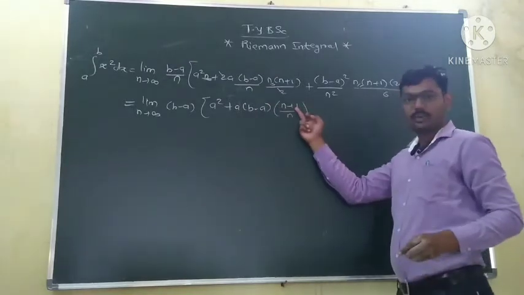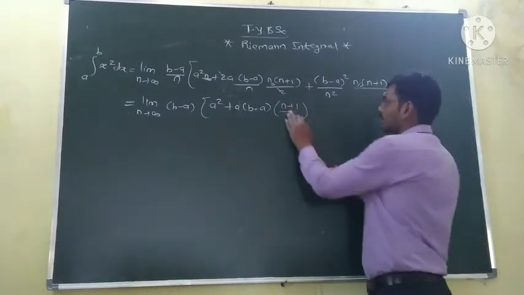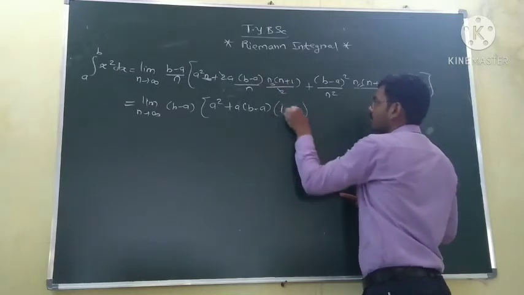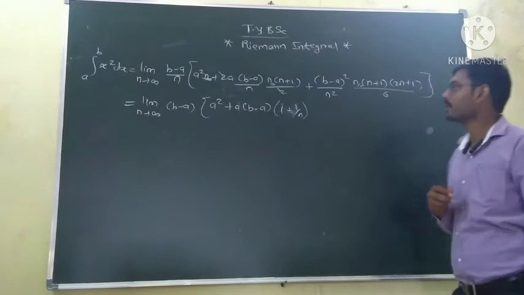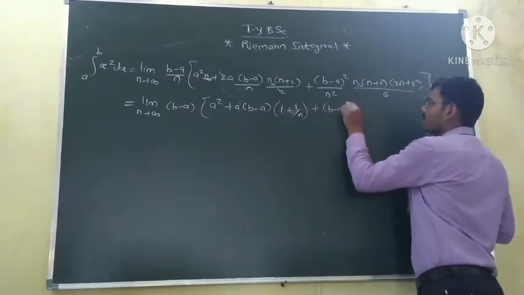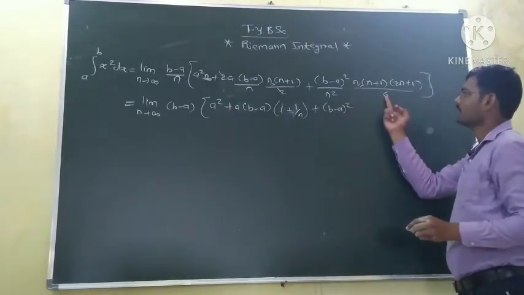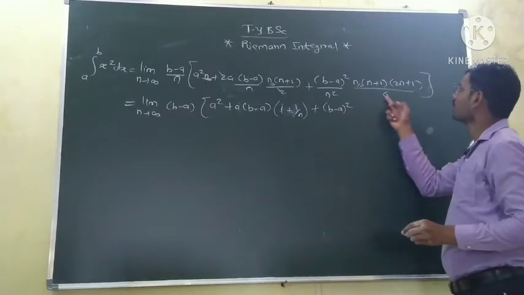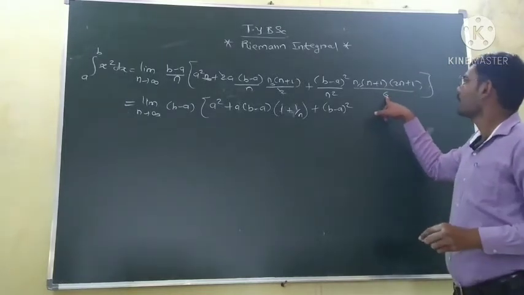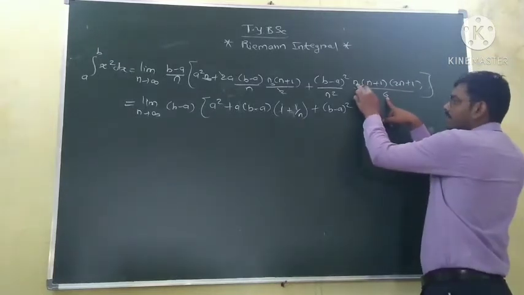But we can write this as n by n plus 1 by n. So n by n is 1, so 1 plus 1 by n. Okay, so plus this (b minus a) square as it is. Now here it is 6, so we can write, this n will already get cancelled.